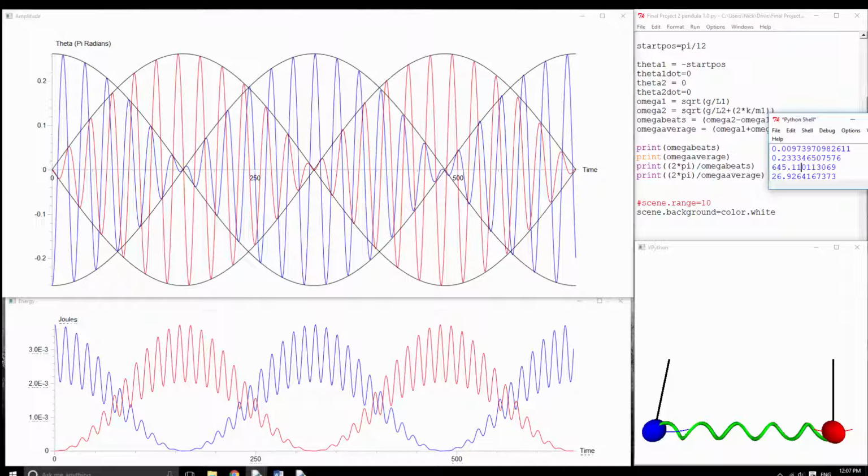The key characteristic of beats is that the energy alternates between masses, so that one pendulum has all of the energy, both kinetic and potential, while the other has none, and then due to coupling, that energy is transferred.